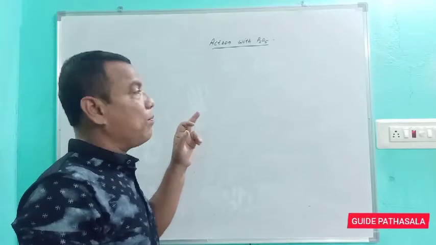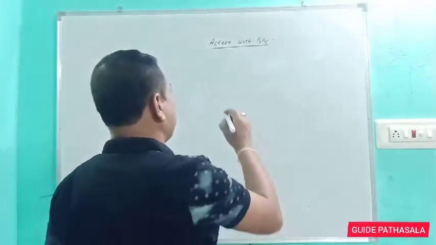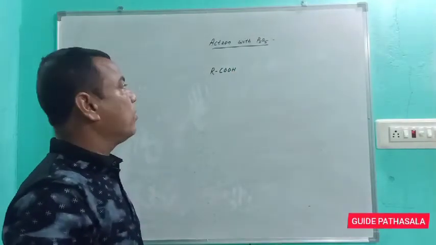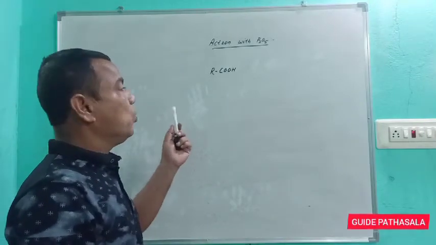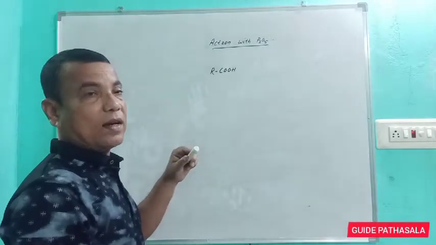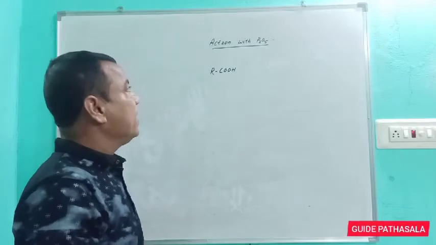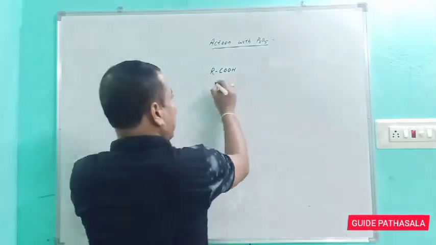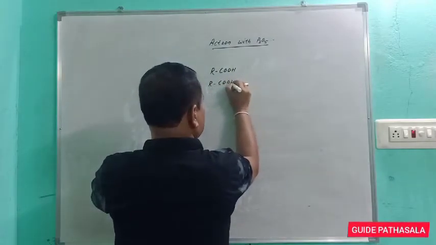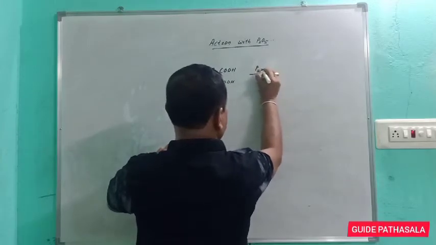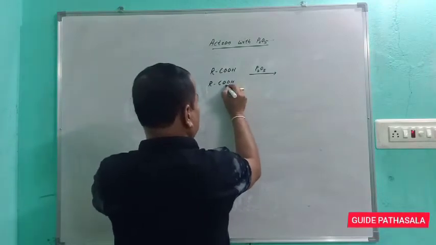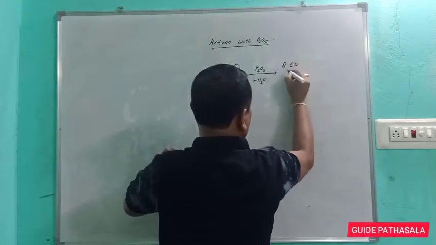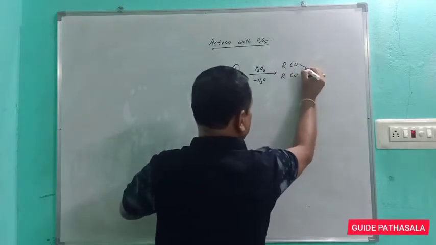Now the carboxylic acid reacts with P2O5. The general formula of a carboxylic acid is RCOOH. Two molecules of carboxylic acid react with P2O5 and one water molecule is removed. So when a carboxylic acid reacts with a dehydrating agent like P2O5, an acid anhydride is formed. Dehydration occurs: the OH from one and the H from the other go out as water, and the oxygen remains, so the acid anhydride forms.